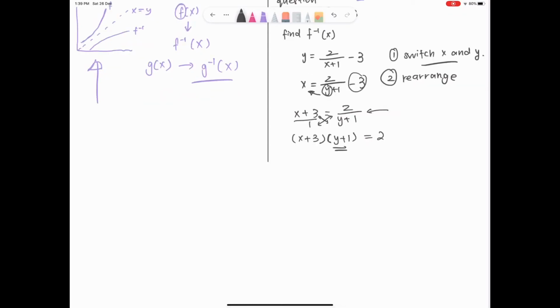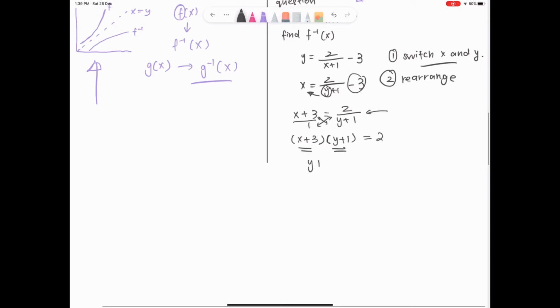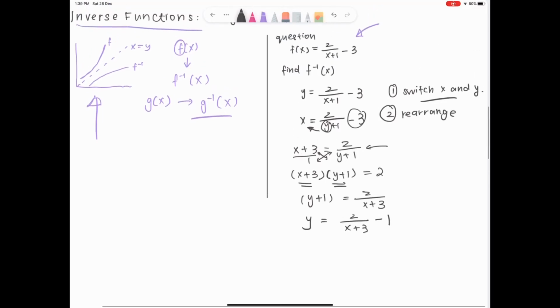Now I want to isolate the y. So I have to divide by x plus 3 on both sides. So it's y plus 1 equals 2 over x plus 3. And the only step remaining is to move the 1 to the other side to make it negative 1. So from this function, this is f of x, and this is f inverse of x. In the final answer, you would write this.